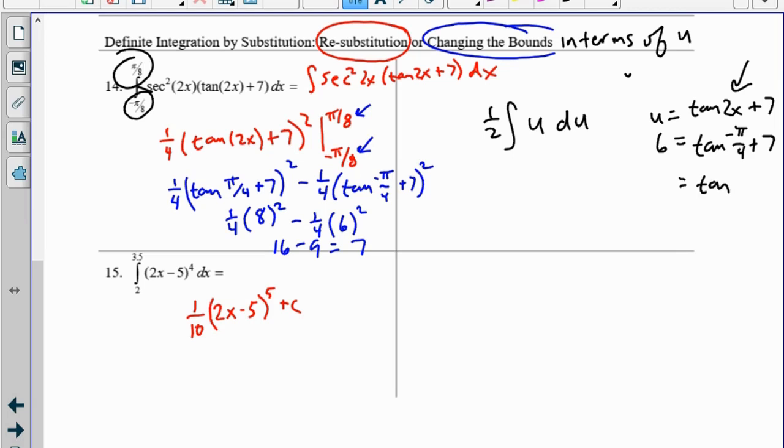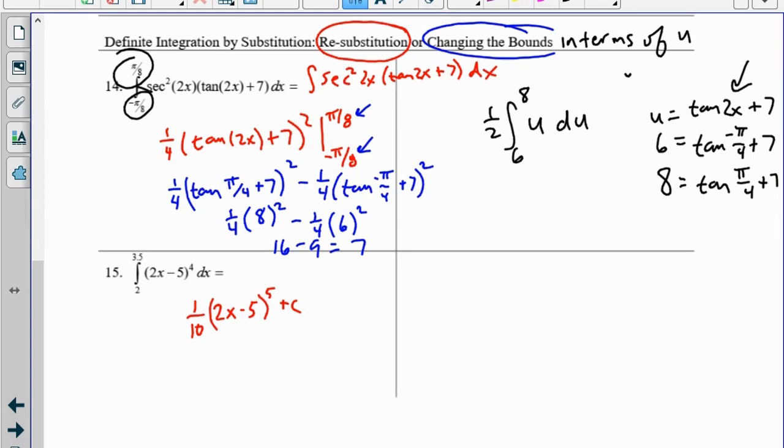When x is negative pi eighths, u is 6. When I substitute in pi eighths, I get tangent of pi over 4 plus 7. So when x is pi eighths, u is 8. So instead of having the bounds from negative pi over 8 to pi over 8, I have the bounds from 6 to 8. So in this case, I'm changing the bounds.